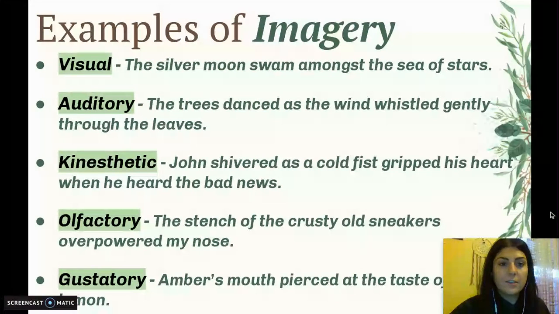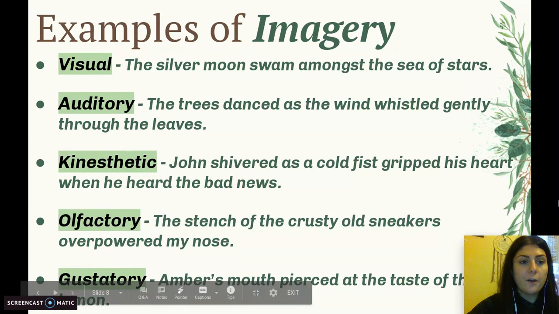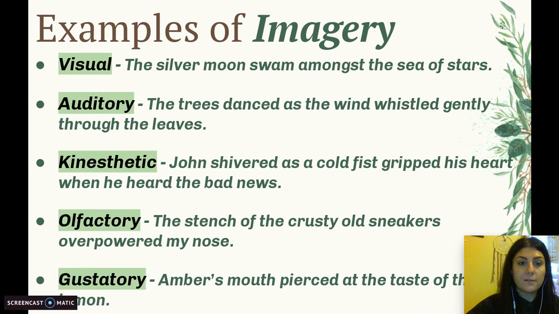All right. So here are some examples of imagery using the five senses. I'll begin with the visual. Our visual says, the silver moon swam amongst the sea of stars. So we could picture the silver moon up in the sky, with the abundance of stars in the night sky.